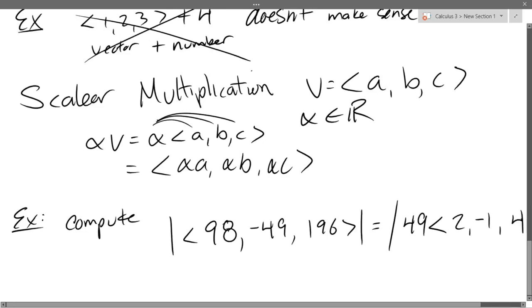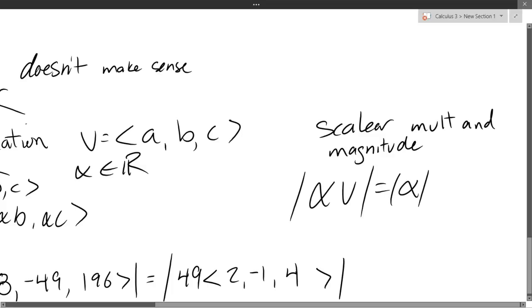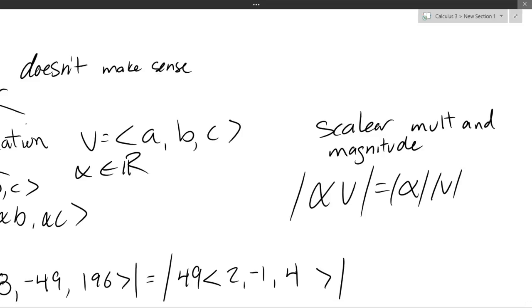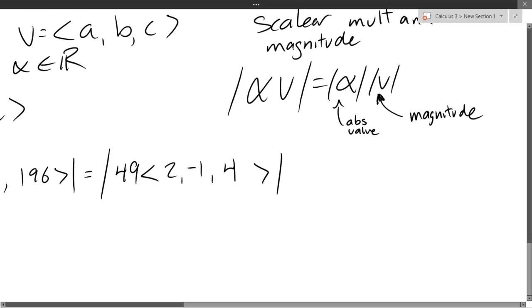So I'm going to write the scalar property, scalar multiplication combined with magnitude property. The magnitude of alpha times v is the absolute value of alpha times the magnitude of v. It's a little bit weird because alpha is a number, so this is the absolute value. And same exact notation, but because v is a vector, this is the magnitude. So that means for us down here, I could write it as absolute value 49 multiplied by a magnitude of 2, negative 1, 4.